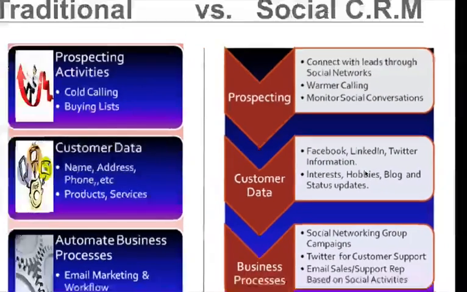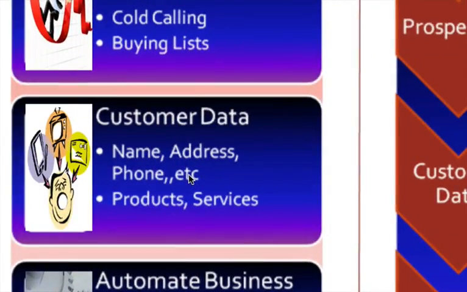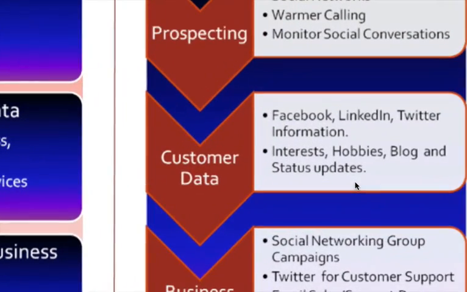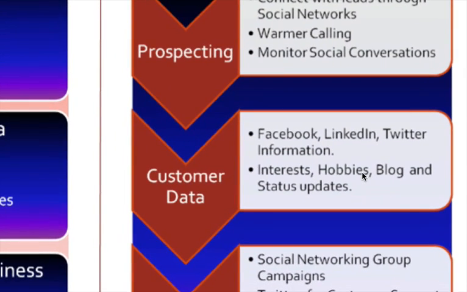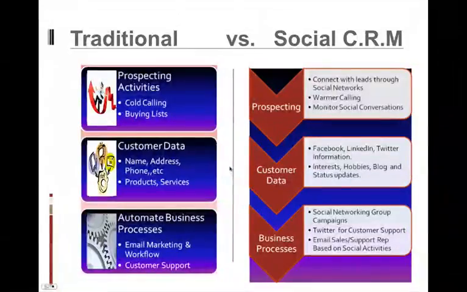Summarizing customer data: traditional information is still relevant in today's business, but we're seeing a shift where people are incorporating Facebook, LinkedIn and Twitter information about their customers, as well as hobbies and interests. Things you find on the social networks are equally as important in your CRM system as the traditional data. So that was customer data.